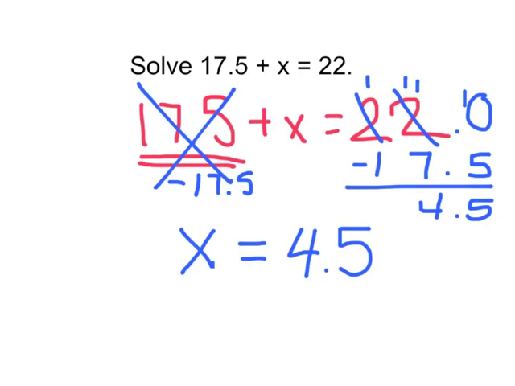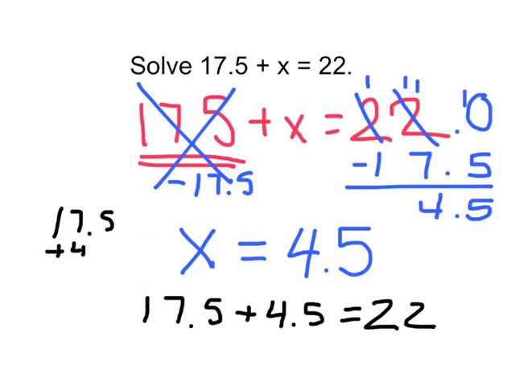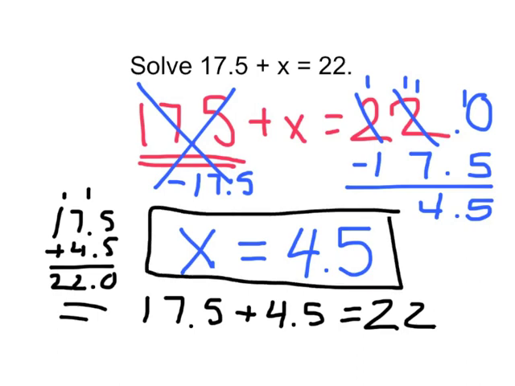Again, we can check our work by substituting the x back into the original problem. That's a good way to check to see that you got the correct answer. So 17.5 plus x, and x we think is 4.5. Does that really make 22? And you can see that I checked my work, and yes, that does make it true. X equals 4.5 is the solution.